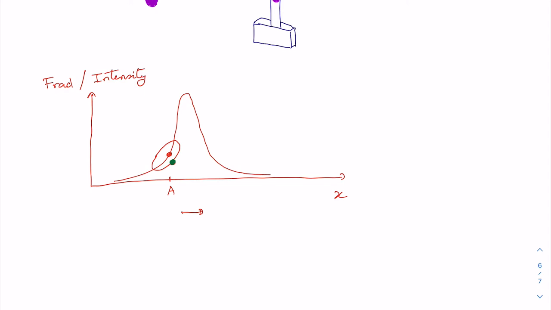Then as we complete the cycle, suppose we now reach this position, that means we are moving back to the left. The light intensity for some time here will remain higher compared to the usual static case, this red dot. The light intensity would be higher here because the light has to leak out of the cavity and it takes some time.